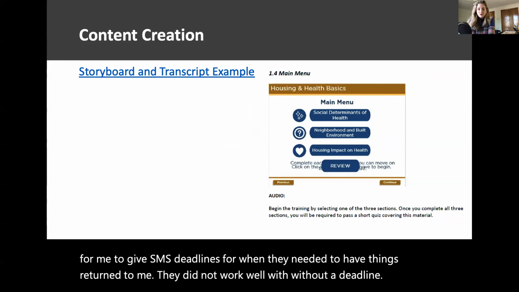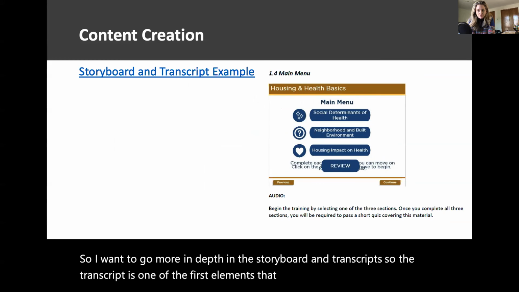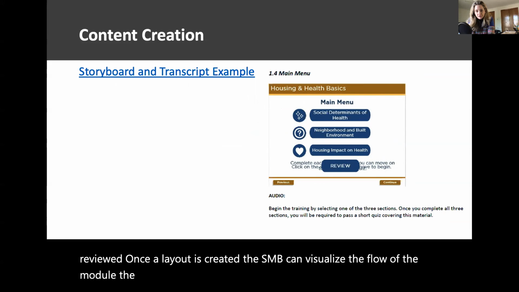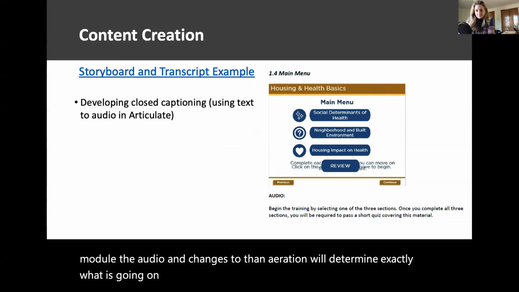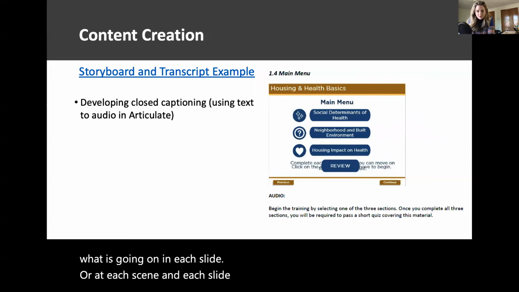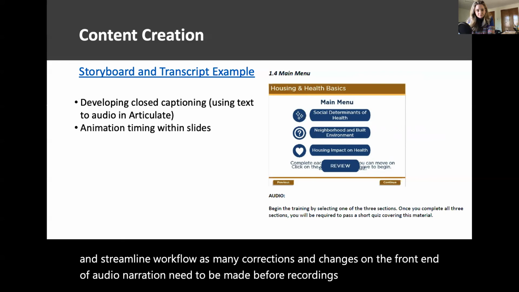So I want to go more in depth in the storyboard and transcripts. So the transcript is one of the first elements that needs to be completed and reviewed. Once a layout is created, the SME can visualize the flow of the module. The audio and changes to the narration will determine exactly what is going on in each scene and each slide throughout the training. For time efficiency and streamlined workflow, as many corrections and changes on the front end of audio narration need to be made before recordings are started.